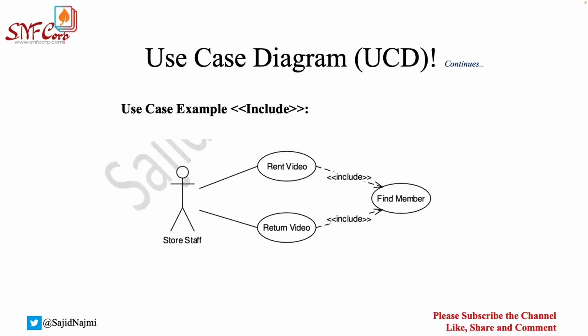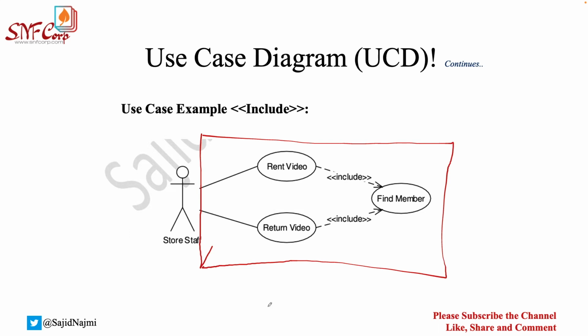Now let's see some includes examples. Everything is happening within that system boundary. You remember I showed you the system boundary. So give me 1 second. So let's say this could be your system boundary. This is the system boundary. Everything is happening within the system boundary, and this store staff is the actor, which is external. Actors are always external. You have to remember this.